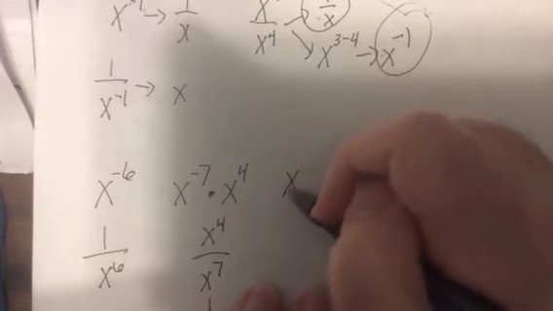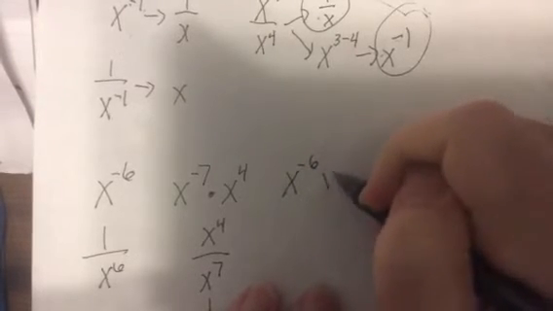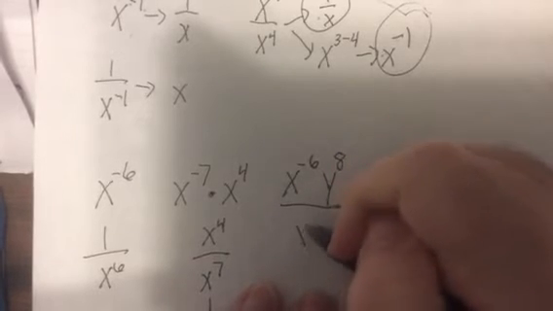So let's try another one. Let's have x to the negative 6, y to the 8th, over x to the negative 10.